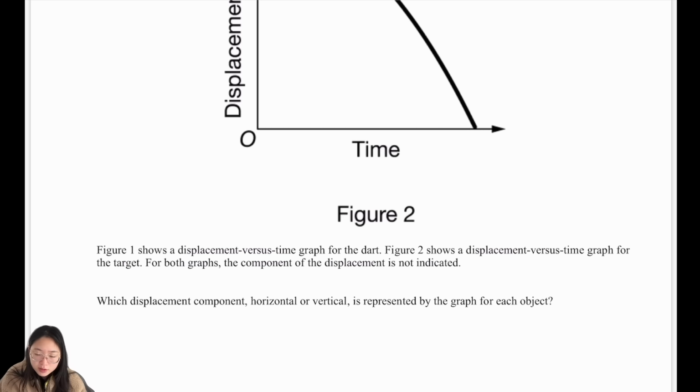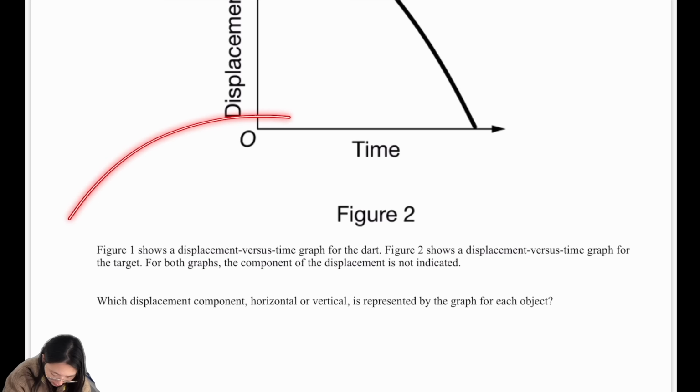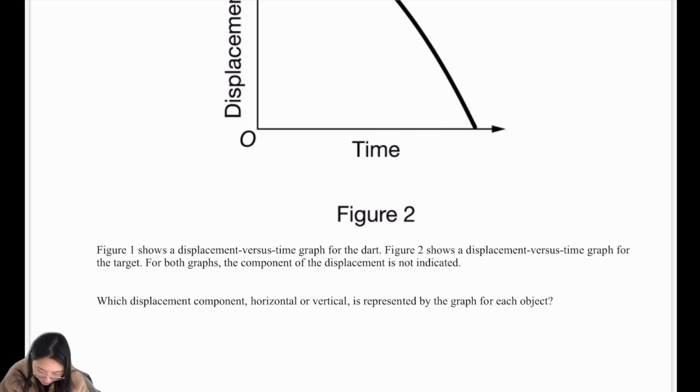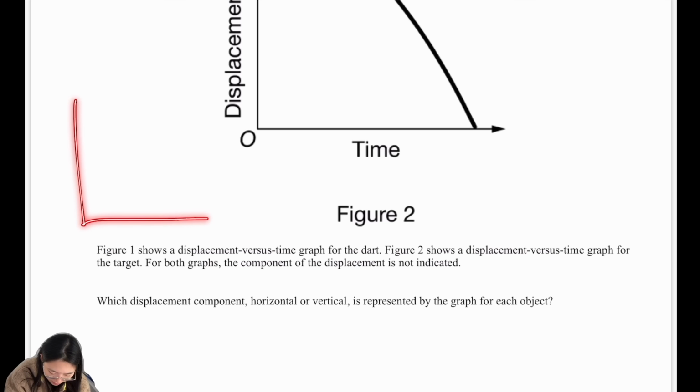Either for the dart or for the target, they're actually both doing a free fall motion, which means they're moving under the influence of gravitational acceleration only, without any air resistance. So their horizontal component must have zero acceleration. For the dart, its horizontal velocity should stay the same. The dart is going along this curved line. It's doing a projectile motion, but its horizontal component of the velocity should always be the same. Its horizontal displacement must be just a linear line increasing.